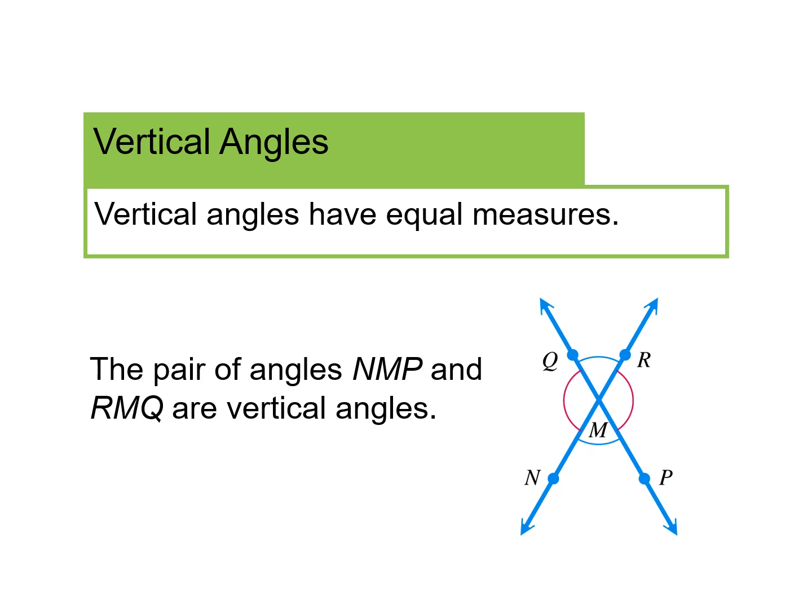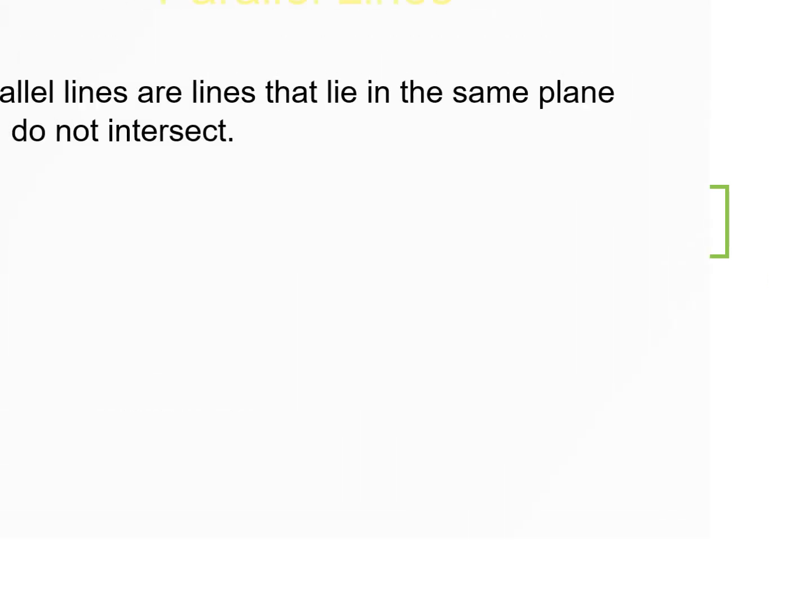The pair of angles NMP and RMQ are vertical angles. They're stacked. NMQ and PMR are also vertical angles.